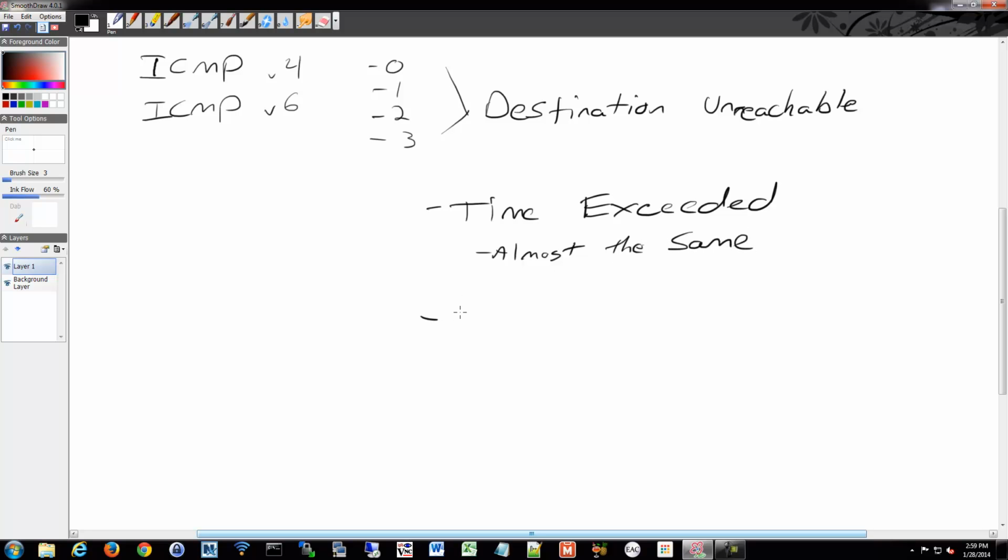In IPv4, we also have a redirect message. It notifies the host that a better route is available, so you can redirect things to other routers if you wish. v6 has that same thing.